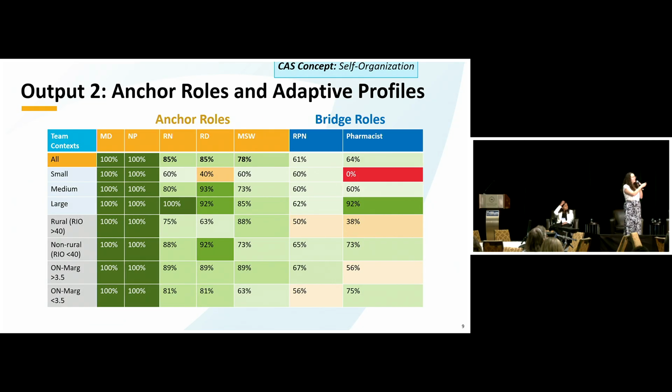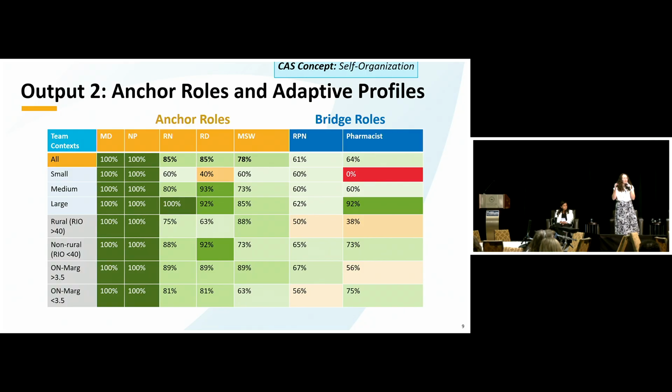So you can see the other finding from the adaptive profiles is anchor roles, which we're referring to as stable roles that were present across 75% of the family health teams sampled. So you can see that in addition to your MD and NP, you have an RN, a registered dietitian, and a social worker holding a master's degree. Those were present in 75% of teams, at least, across contexts. So across sizes, and you'll notice a couple other contextual factors there as well.